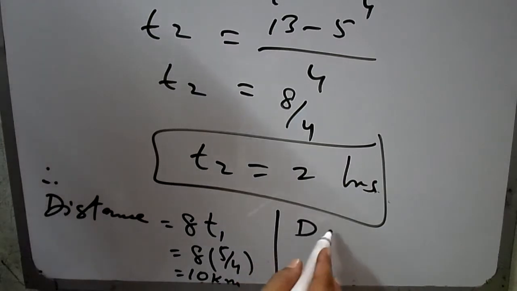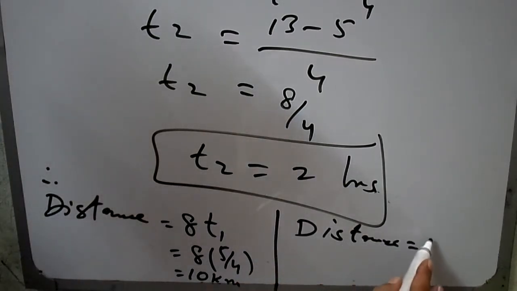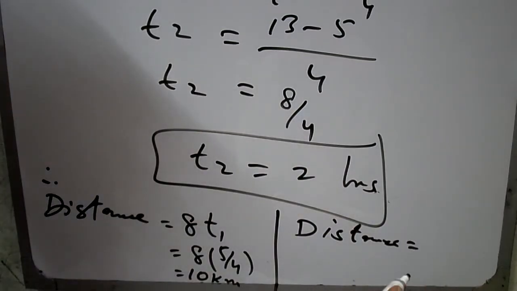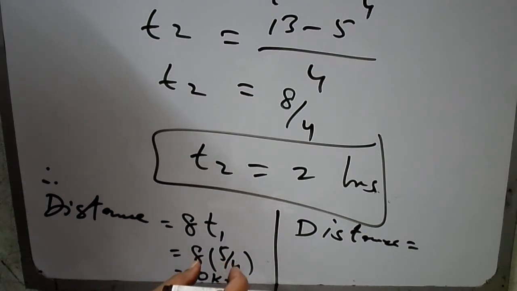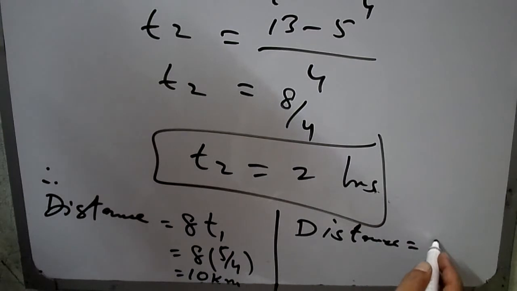Similarly, the distance for T2 is 5 T2. So when you put 5 2s are 10, that is 5 T2. Here 5 into 2 hours into 2, you will get again 10.